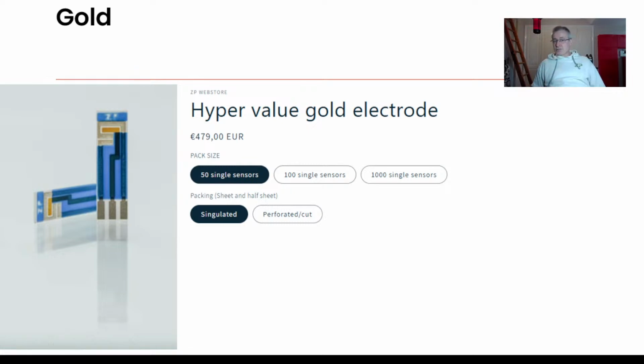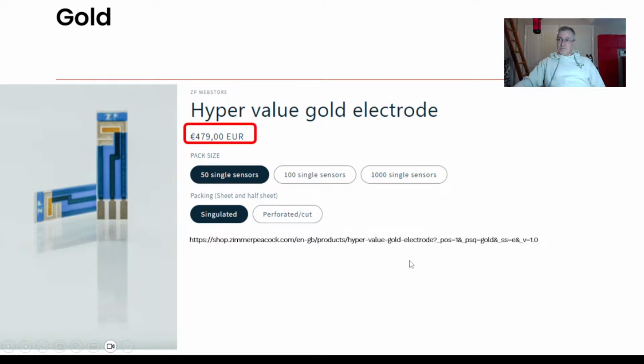We try to keep our screen printed electrodes at a reasonable price, but what I'm saying here is, it's 479 euros for 50 sensors. So, you could say, wow, that's expensive. It's the gold. And actually, the last few years with inflation, and people looking for safe havens for their money, gold has gone up in price. Gold is an expensive material.